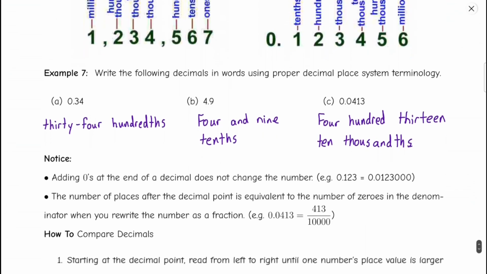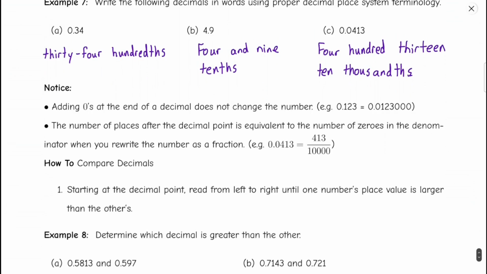Some things to notice. Adding zeros at the end of a decimal does not change the number. For example, 0.123 is equal to 0.123000. There is a typo in the notes here. There should not be that extra zero right there. The number of places after the decimal point is equivalent to the number of zeros in the denominator when you rewrite the number as a fraction. For example, 0.0413 is equal to 413 over 10,000.